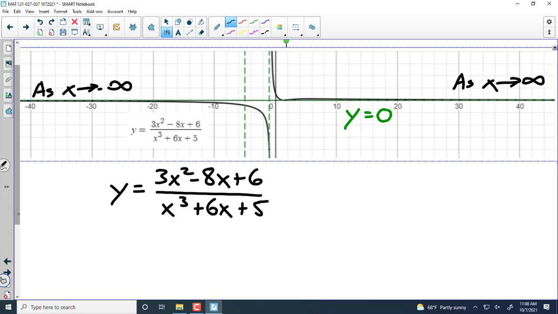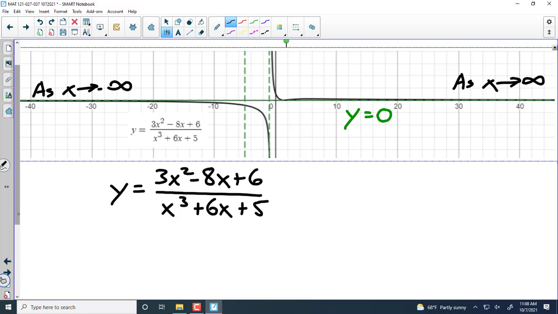Unless you're Scrooge McDuck, if they give you $650 million, you don't really care if they give you $6 more, because that 6 just doesn't matter. And 3x squared is going to get huge. Does everyone agree with that as we keep on putting in bigger and bigger numbers? And that 6 is just going to stay as a 6. In fact, the 3x squared gets big so fast that even the minus 8x doesn't matter.